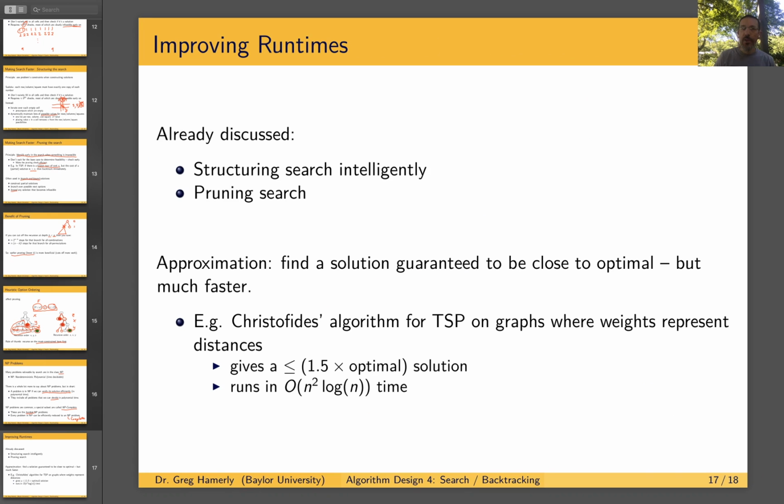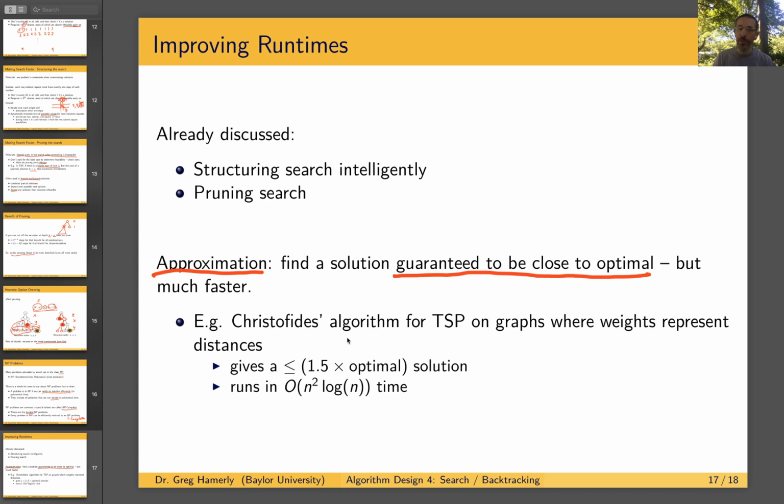So we've already discussed some topics on improving runtimes, structuring and pruning our search. Another way of improving runtimes is to not solve the problem exactly, but to solve the problem approximately. There are many cases where you can find a solution that's guaranteed to be close to optimal, but in a much faster time. So it's not the optimal answer, but you can sometimes find an answer that is guaranteed to be close to the optimal answer. And I'll just give you as an example, we've been talking about the TSP problem.